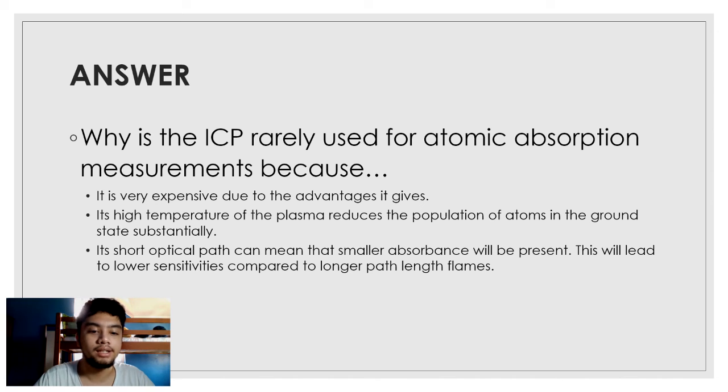Then lastly, out of the three types of plasma source, the ICP gives the shortest path length. A short optical path can mean that smaller absorbance will be present. This will then lead to lower sensitivities compared to longer path lengths. So lower sensitivities can bring a negative impact.